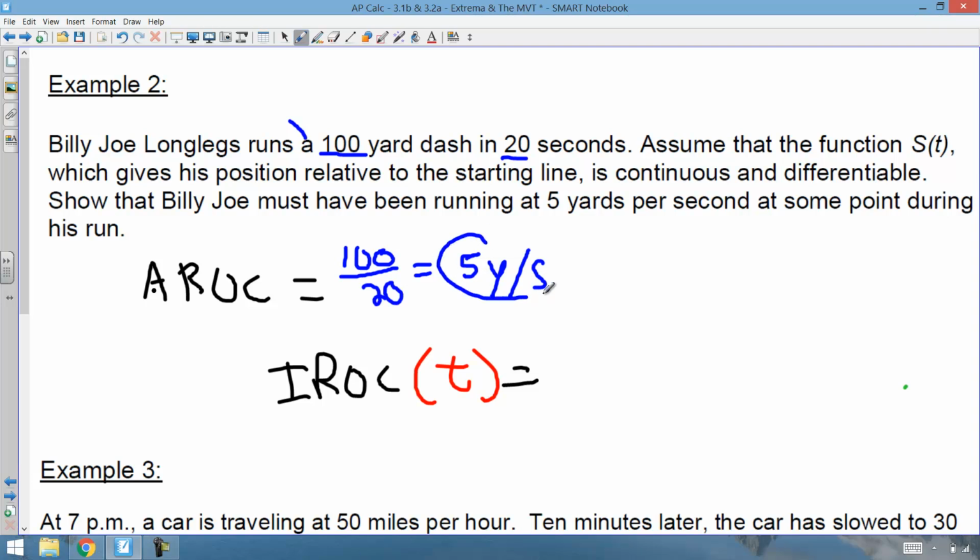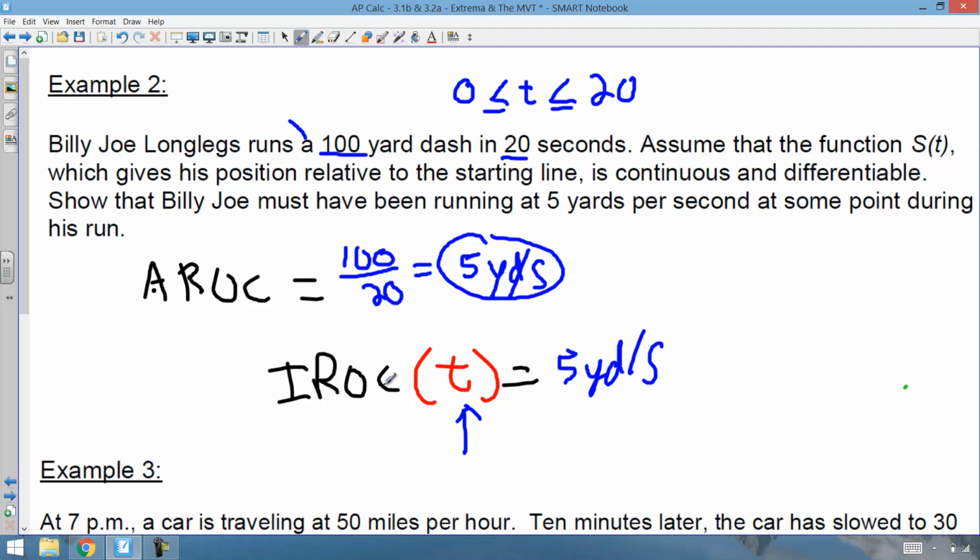That's how fast he's going, from the interval 0 to 20, the first 20 seconds. That's all he's doing. And if everything's normal here, then the average rate of change at some time, we don't know what that time is, must have equaled 5 yards a second. It's a certainty.